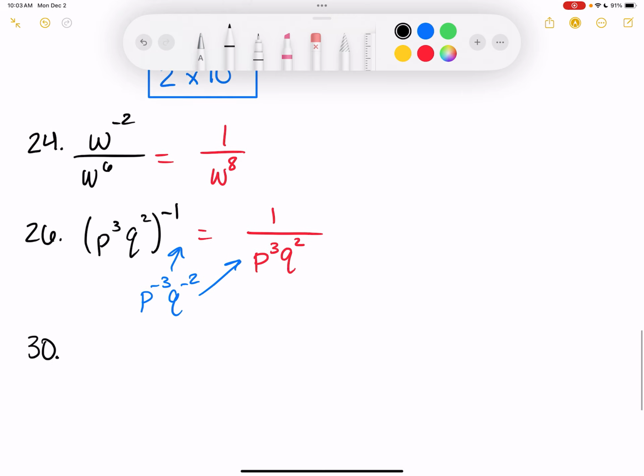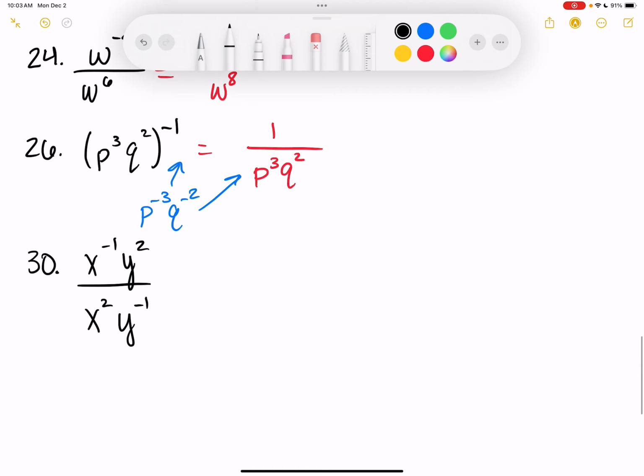30. x to the negative 1, y squared over x squared, y to the negative 1. So we always have to simplify problems like this down as much as possible. I can only have one of each variable in my final answer. So I need to put it where it ain't, make it positive. So what do I get when I do that? X to the 3 is on the bottom. My bad, I went backwards. Y to the 3 on top. Yep.